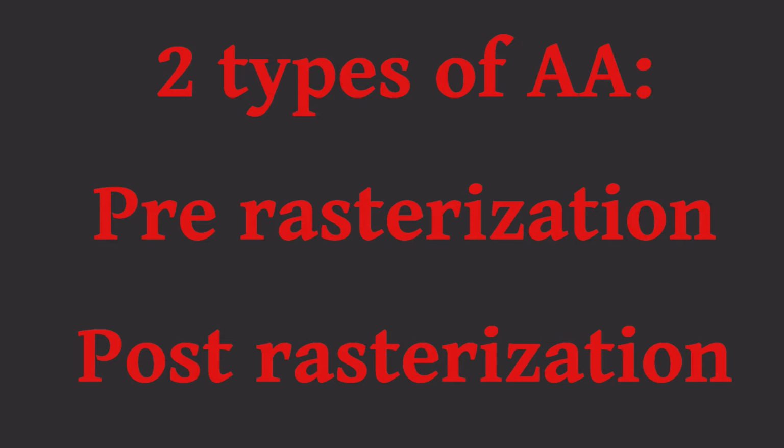Back to our problem. There are 2 main types of anti-aliasing, or AA. Pre-rasterization methods are the ones that use geometry or 3D, 2D models, and post-rasterization ones that use the generated images. Some people prefer to say processing instead of rasterization, just so you know.